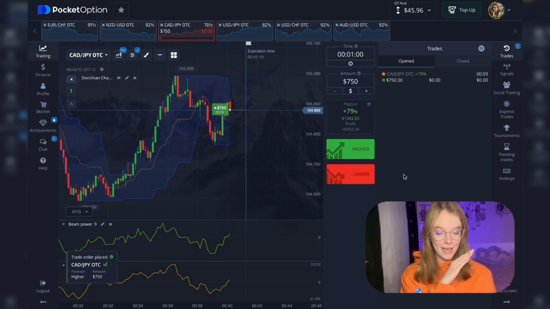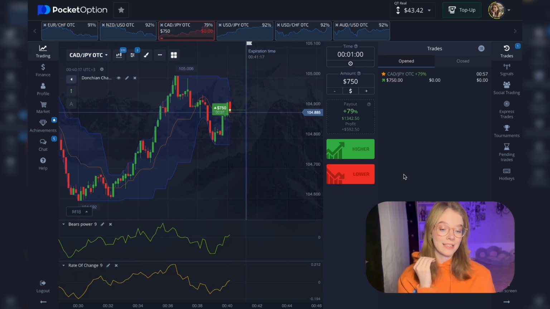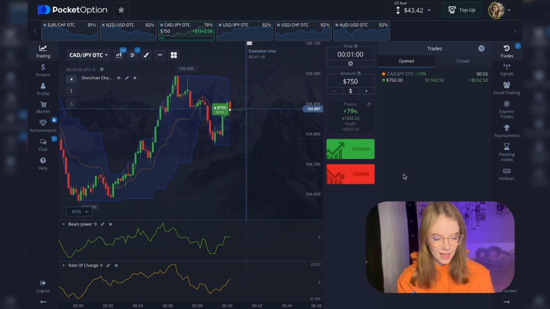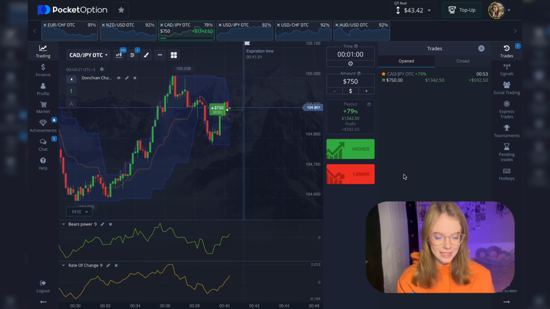I found the pair we need, and on it we see the opposite situation. So I decide to open a trade for growth. We are waiting for our profit.